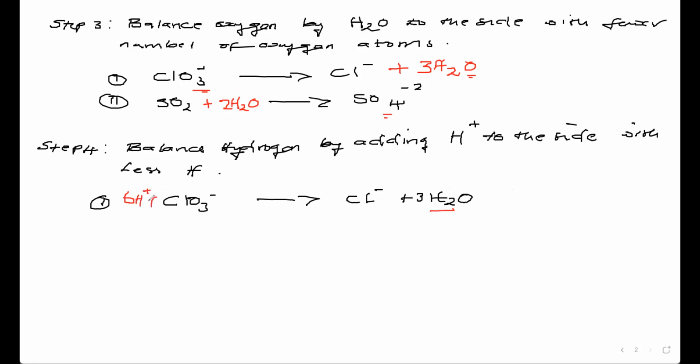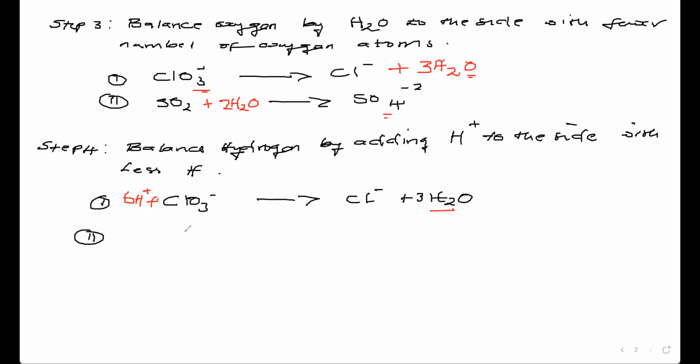Okay. So we've added 6 H+, meaning that hydrogen on the product side, we have 6, and on the reactant side, we have 6 as well. Well, we proceed to the other side. Remember that you are not balancing anything apart from hydrogen in this stage.